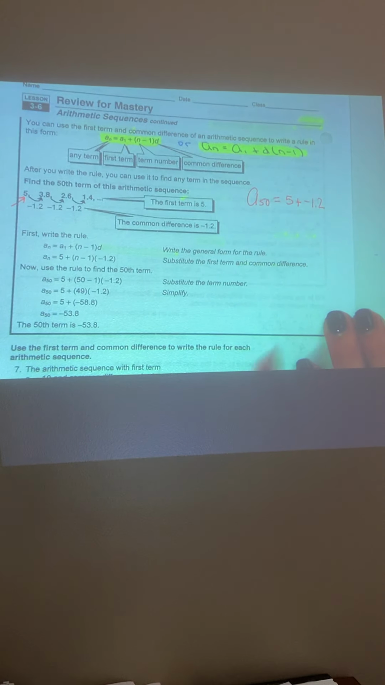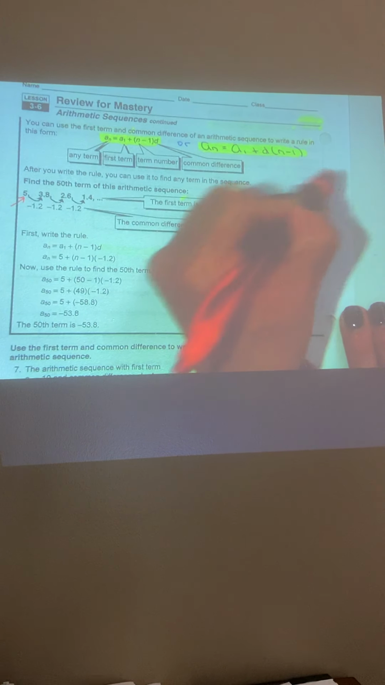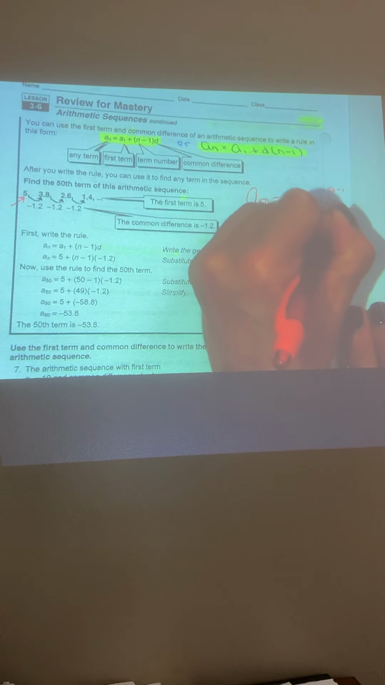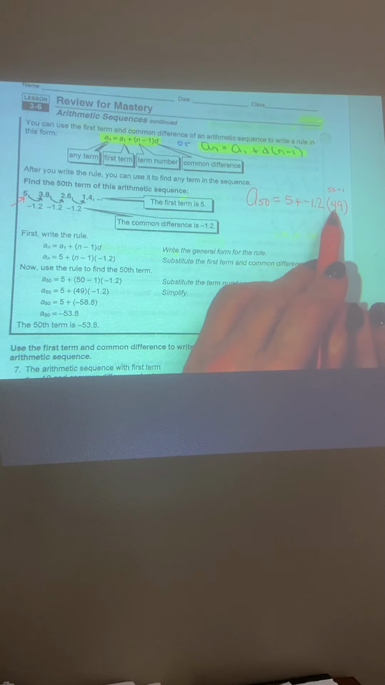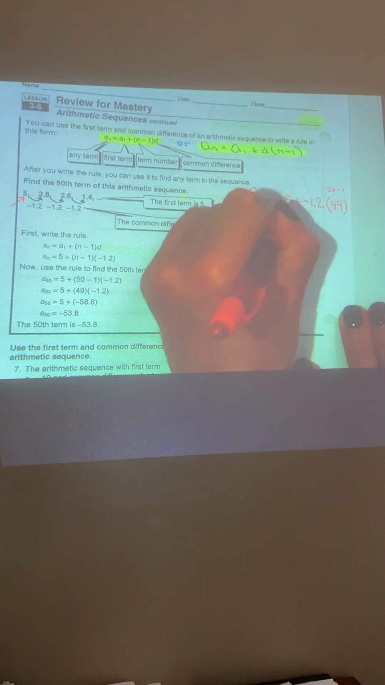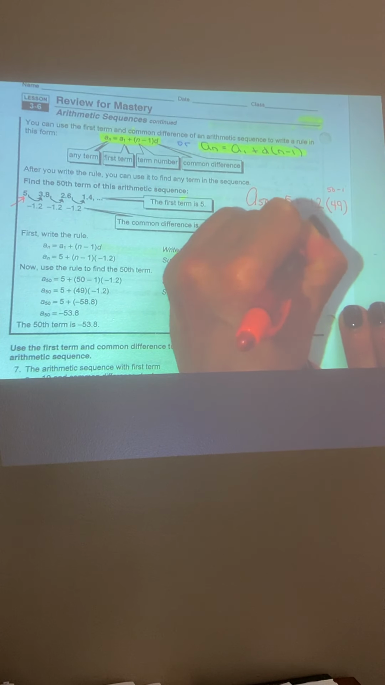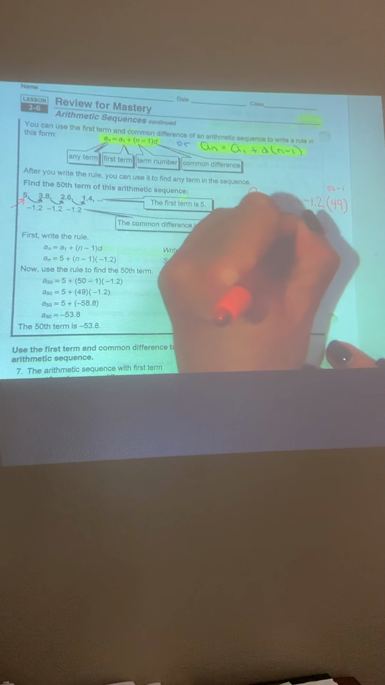times n minus 1. Well, what is n minus 1? N minus 1 is 50 minus 1. 50 minus 1 is 49. Okay, negative 1.2 times 49, plus 5. And you get negative 53.8. That's my answer.